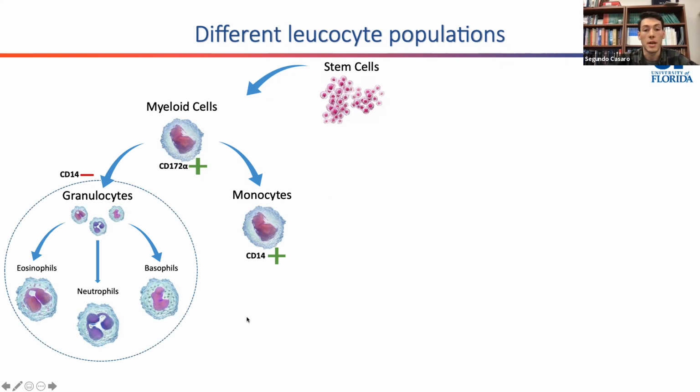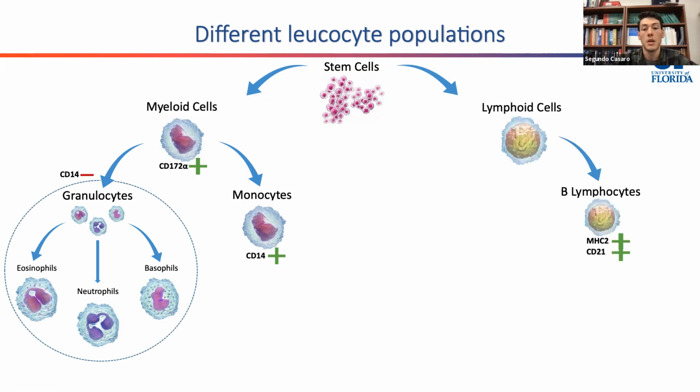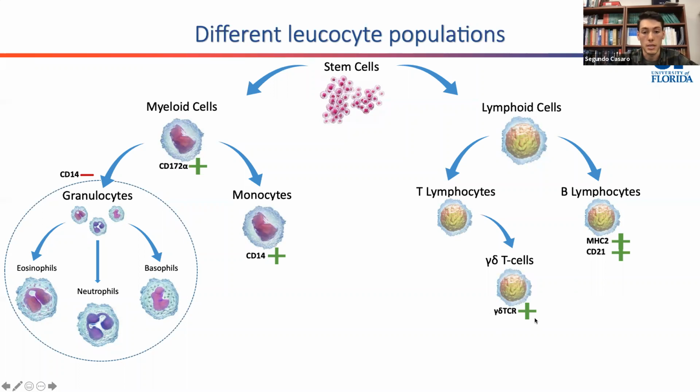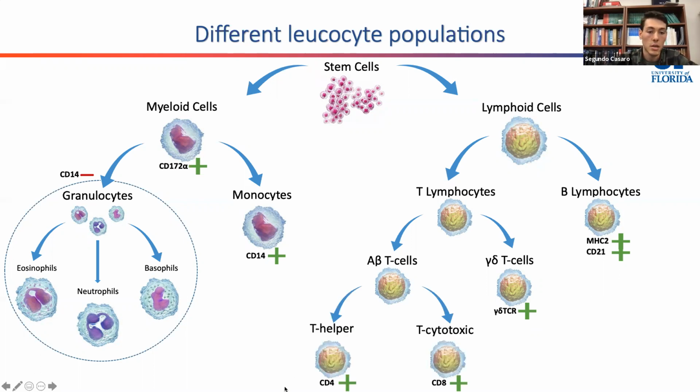Then for the lymphoid panel, to differentiate the B cells, we used MHC2 and CD21 double positive populations. Then regarding the T lymphocytes, we wanted to divide them into gamma delta and alpha beta T cells. So regarding the gamma delta T cells, we used gamma delta TCR. And within the alpha beta T cells, we selected the T cytotoxic cells with CD8, and the T helper cells were recognized with the CD4 marker.